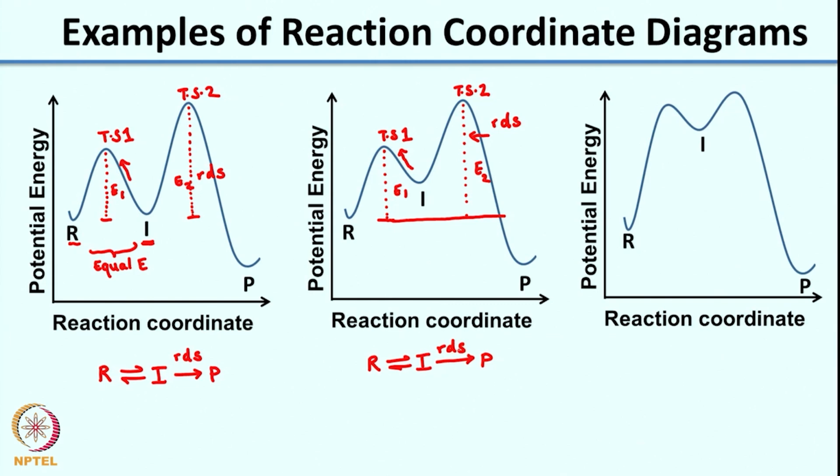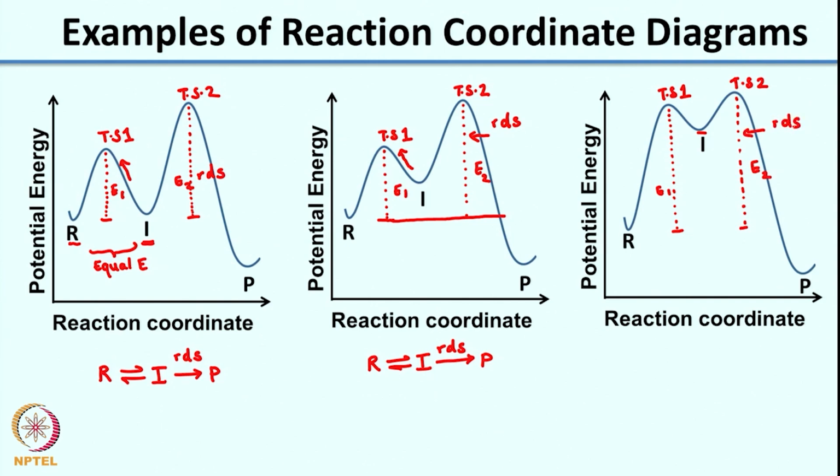Now, the third reaction coordinate diagram is extremely interesting. Here you have an intermediate which is extremely high in energy. Again you have your transition state 1 and your transition state 2. If I now compare the energy, this would be E1, and if I compare with respect to the reactant, E2 is larger than E1. So, again this would be your rate determining step.